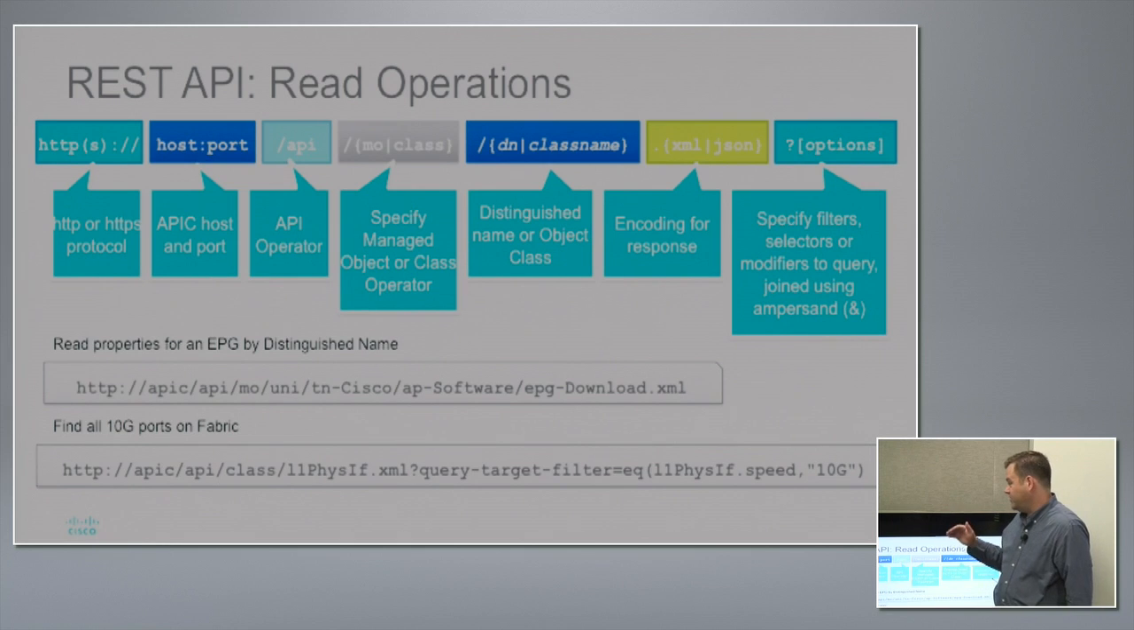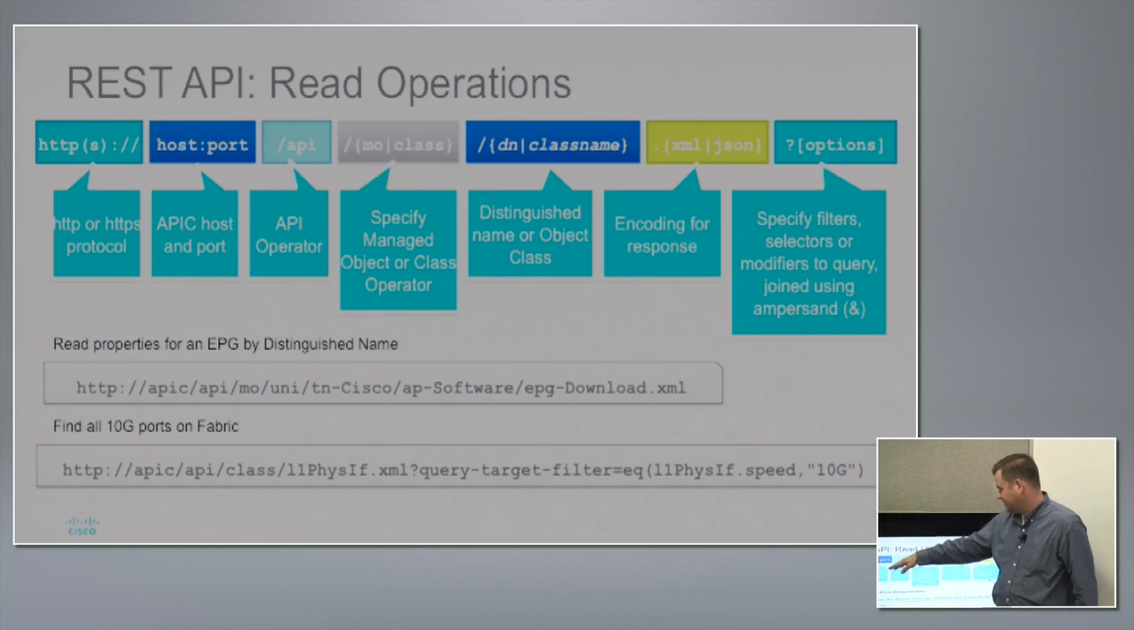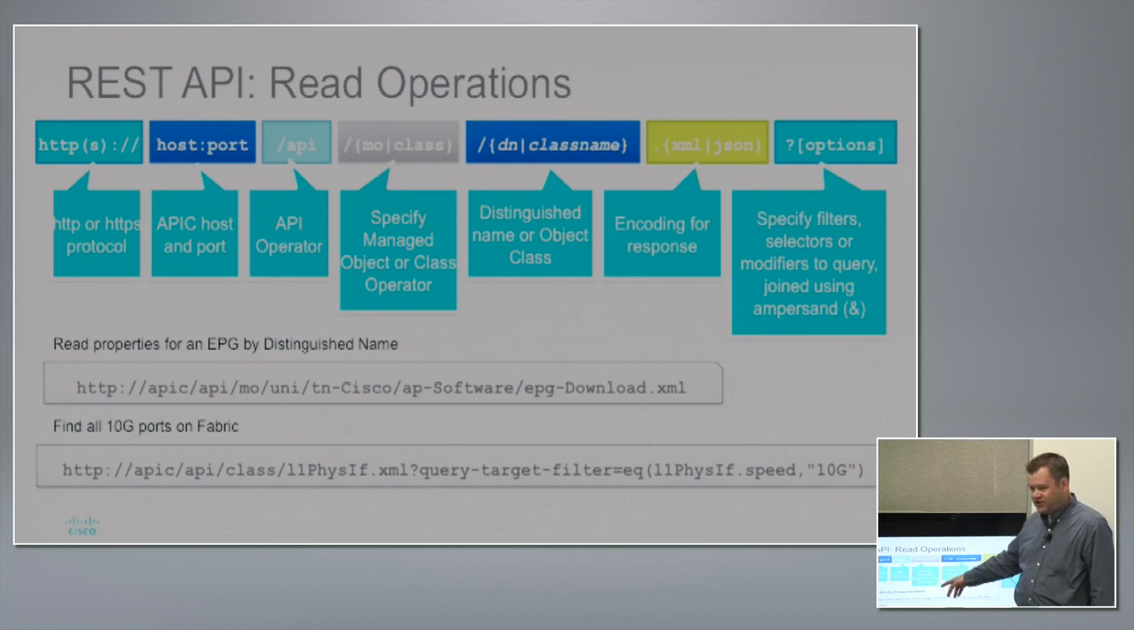When you look at a read operation, there is essentially a very familiar looking URL format. You go HTTP, the access method, where you're going to, the APIC, the API itself. You can specify managed objects or classes. That allows you to do pretty wide queries. You can query all the tenants, for instance, by looking at the class of objects. You can say, give me all of the tenant class. You can use the MOs to go very specific.